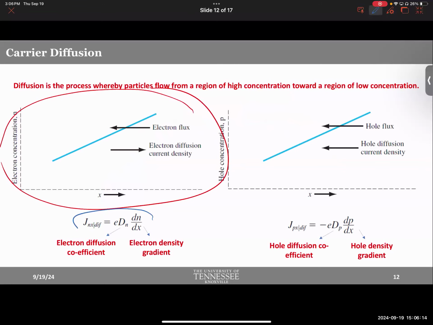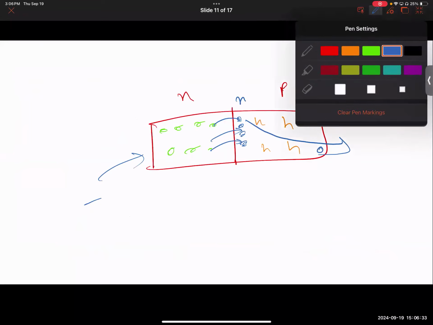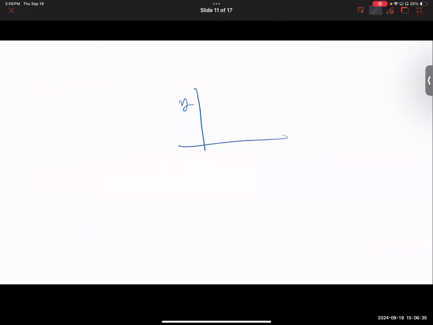By the way, diffusion can be expressed with interesting mathematical equations. I'm going to be very brief about it now. Diffusion current density is related to the density gradient. By the way, density gradient is nothing but the slope of this graph, which is dn over dx. If I go back here using simple geometry, if you have y versus x, what is the slope of this graph? Can I say dy over dx?